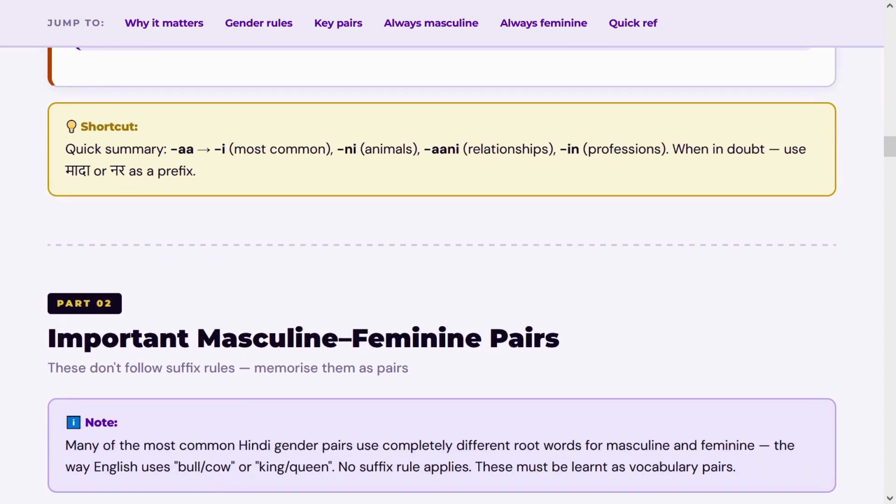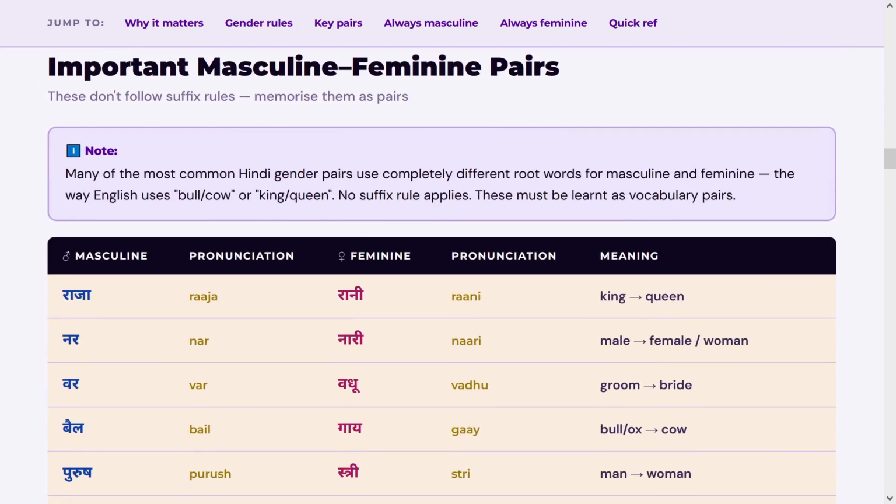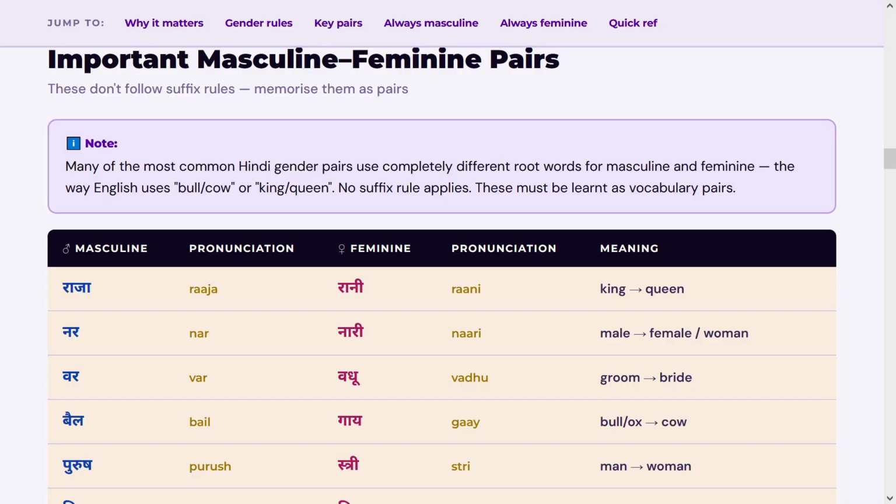So, a quick rule: a is most common, ni is for animals, ani is for relationships. This shows how to change into feminine. In professions, when in doubt, use maada or nar as a prefix. This is a shortcut, but you still need to watch the rest of the video so that you have complete knowledge. Now we look into the most important masculine feminine pairs.